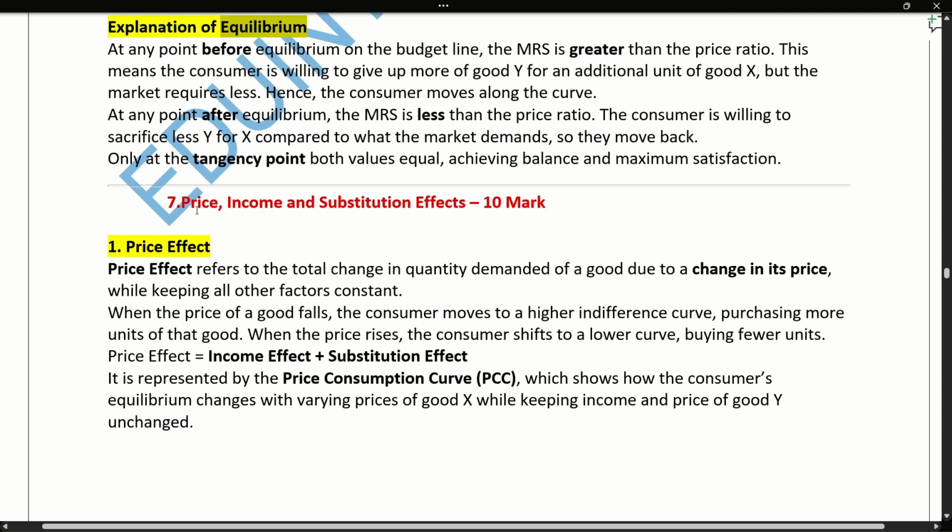Explanation of equilibrium. At any point before equilibrium on the budget line, the MRS is greater than the price ratio. This means the consumer is willing to give up more of good Y for an additional unit of good X, but the market requires less. Hence, the consumer moves along the curve. At any point after equilibrium, the MRS is less than the price ratio. The consumer is willing to sacrifice less Y for X compared to what the market demands, so they move back. Only at the tangency point are both values equal, achieving balance and maximum satisfaction.